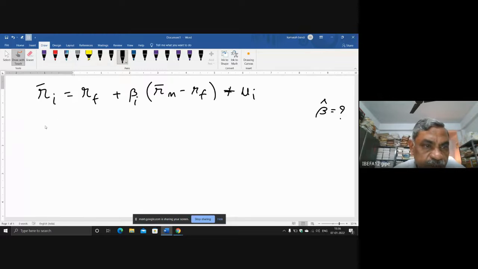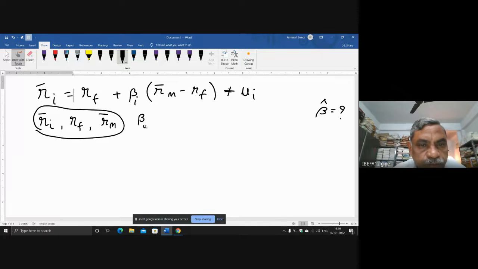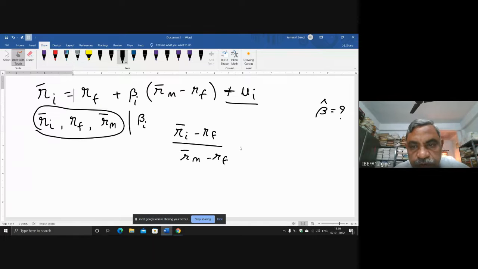Suppose you are given data. Suppose you are given data on RI, data on RF, data on RM. Okay. Suppose given these three, how will you estimate beta I? Anybody? Okay. Tell me how will you estimate beta I from this? Ignoring for the time being that this is not there. When you write Ri bar minus Rf upon R bar M minus Rf, this gives you beta I. Am I right?